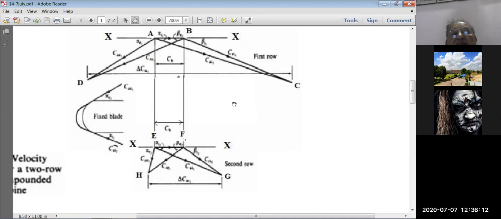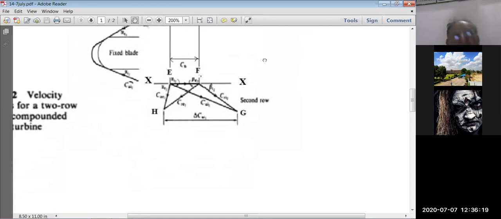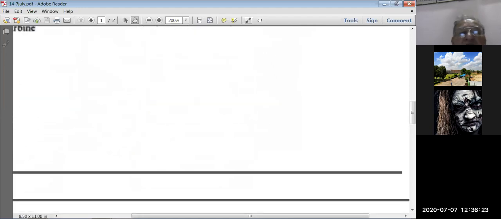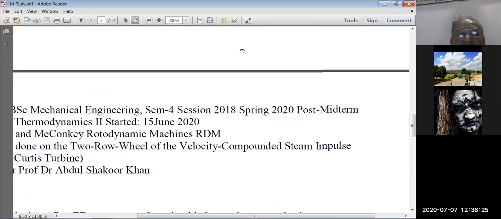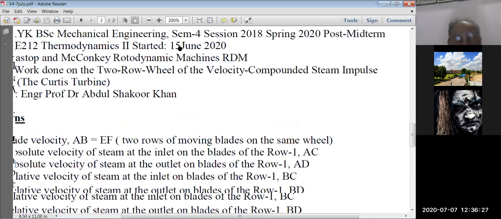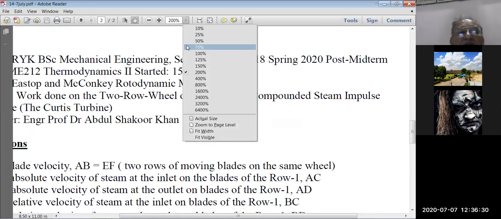And if they are to the scale, you can measure what is Ca1, what is Ca2, what is alpha, beta, things like that. So whatever is given, we enter. Whatever is not given, we calculate or measure to the scale. Now we'll go to the next part, how to derive this.